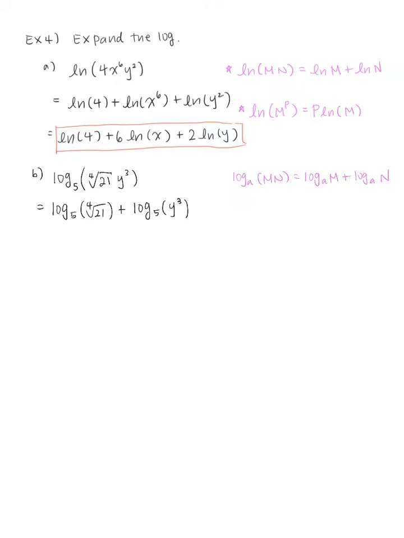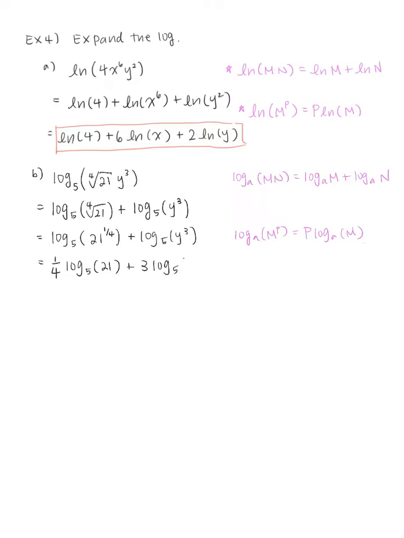Okay, so now let's go into the next step. So remember that 4th root is the same thing as 1/4 power. So I'm going to rewrite this as log base 5 of 21 to the 1/4, and then plus the log base 5 of y to the third. Okay, so again, we could apply that exponent property. If I have a log base a of m to the p, this is p times log base a of m. So let's bring that exponent out in the front of the log to get 1/4 log base 5 of 21, and then plus 3 times the log base 5 of y. And that's it.